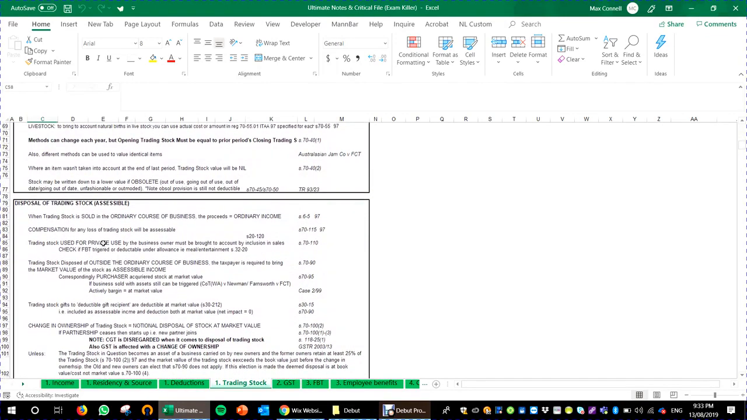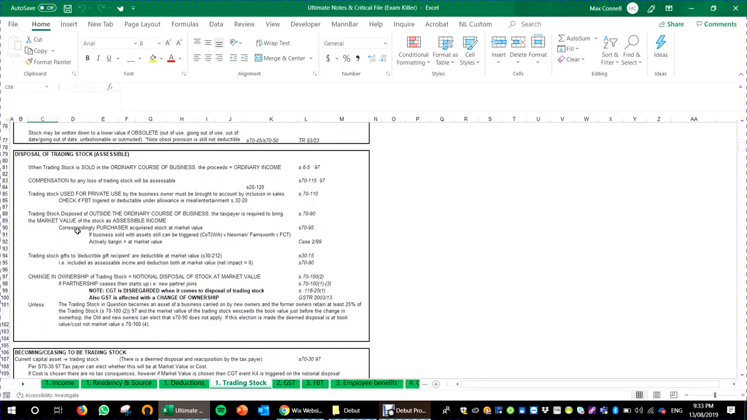Okay, so what else can we go through? Disposal of trading stock. We mentioned before that if you dispose of trading stock, you have to include that in your assessable income. There are many different ways you can dispose of trading stock. You can sell it, which is the most common way, and then you'd have to include it in your assessable income by way of sales, right? That's pretty straightforward. That's section 6-5.